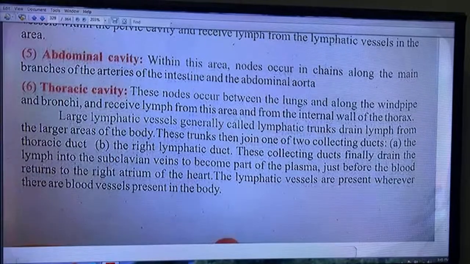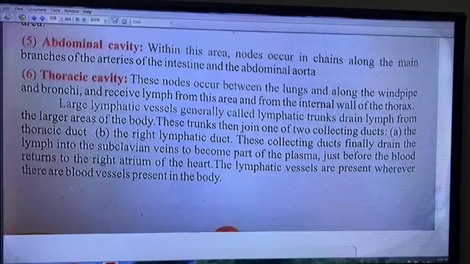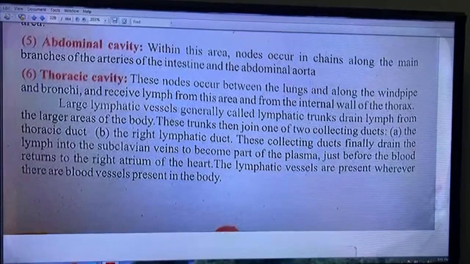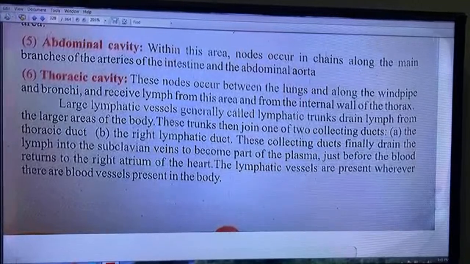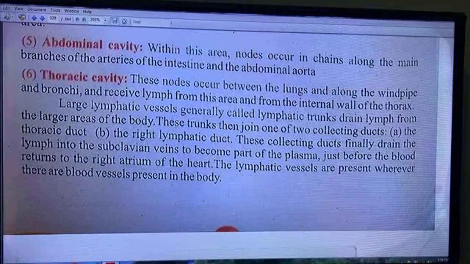Within this area, nodes occur in chains along the main branches of the arteries, the intestine, and the abdominal aorta, and in the thoracic cavity. These nodes occur between the lungs, the windpipe, and bronchi, and receive lymph from this area and from the internal wall of the thorax.